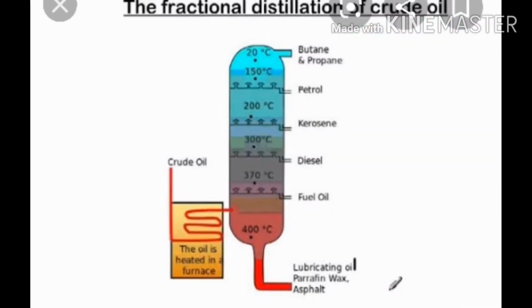Fractional distillation is used in the petrochemical industry to obtain different fractions of petroleum, to separate the different gases from air, to distill alcohol, etc. See the picture. This is the example for fractional distillation of crude oil. First, from 20 degrees Celsius to 150 degrees Celsius we get butane and propane from the crude oil. At 200 degrees Celsius petrol, 300 degrees Celsius kerosene, 370 degrees Celsius diesel, 400 degrees Celsius fuel oil. So this is the method used to separate two or more miscible liquids which do not differ much in their boiling points. Is it clear?